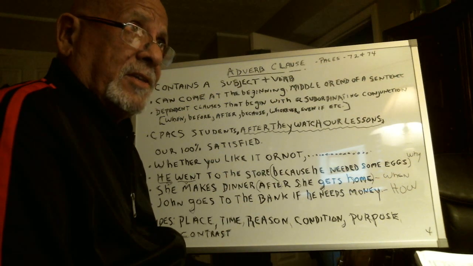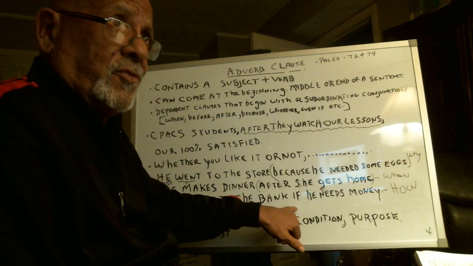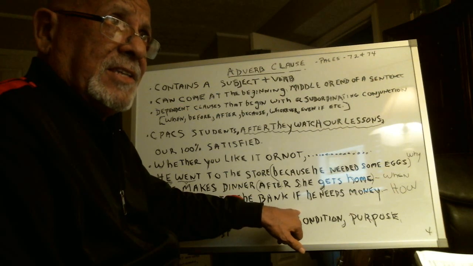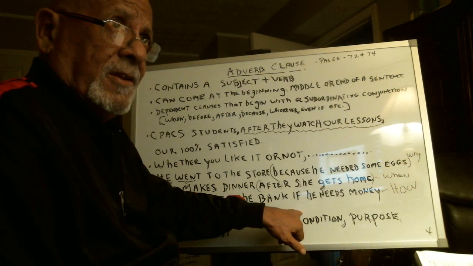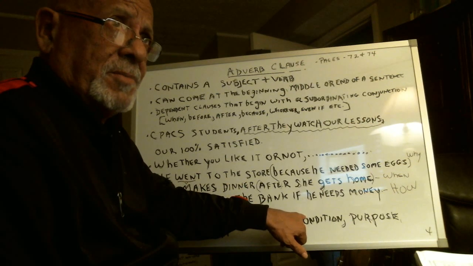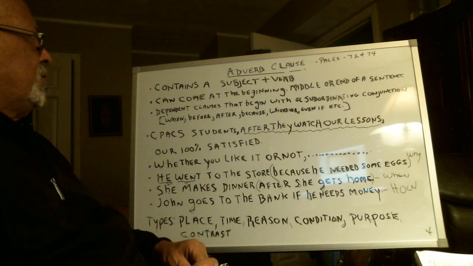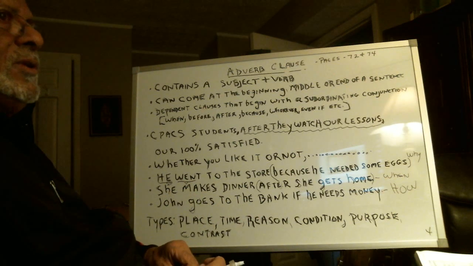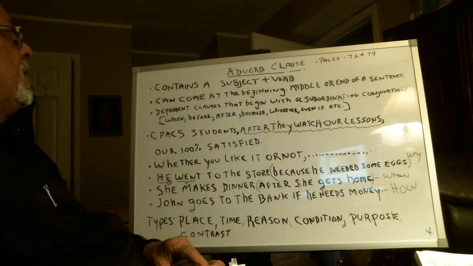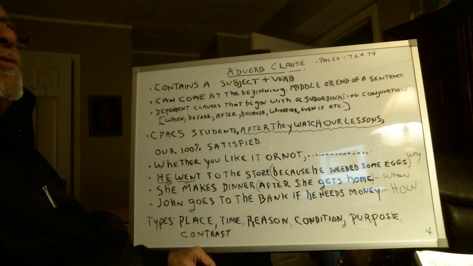When we start a sentence with the subordinating conjunction if, we're creating a conditional sentence. There are different types of conditional sentences. Maybe we'll work on some of them later on. Okay. So again, a little review. Adverb clause. An adverb clause contains a subject and a verb.